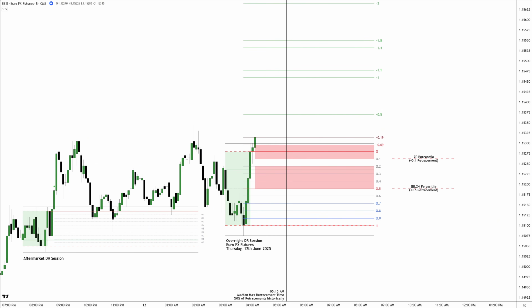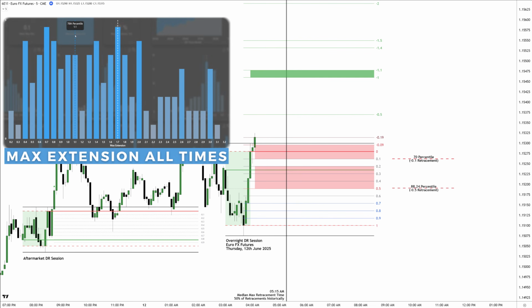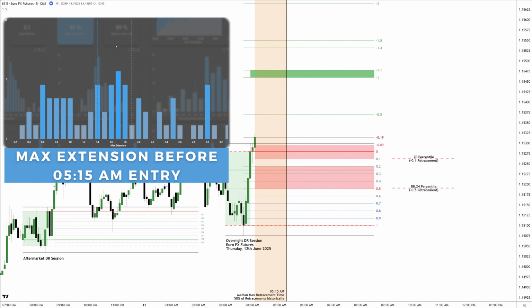Every entry needs a high probability target to exit your position. 70% historically, price extended toward 1.1 standard deviations during a true session. This makes the 1 standard deviation level ideal for a high probability target. But here's the beauty of the cross-filtering function in QuantX. If the maximum retracement happens up until 5:15 a.m., the likelihood of reaching 1.4 standard deviations increases. Interesting what kind of influence time has, right?